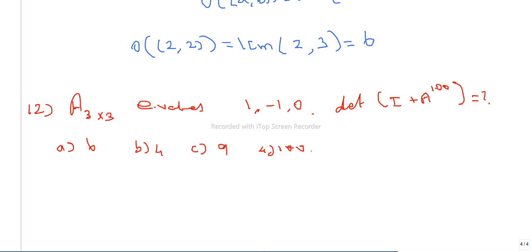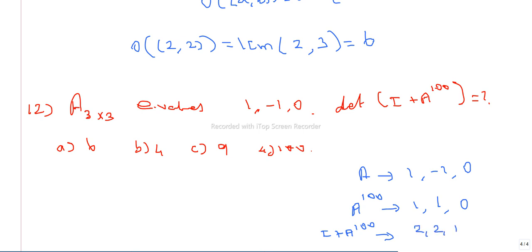So what is the determinant? What is the answer? 4, sir. Okay, we will check. This is a 3 by 3 matrix, and the eigenvalues of A are 1, minus 1, 0. So what are the eigenvalues of A power 100? Just raise to the power 100. 100 is an even number, so we get 1, 1, 0. What are the eigenvalues of I plus A power 100? Just add 1 to each, therefore we get 2, 2, 1. The determinant is the product of the eigenvalues. If you take the product, you get 4. Therefore the answer is 4.